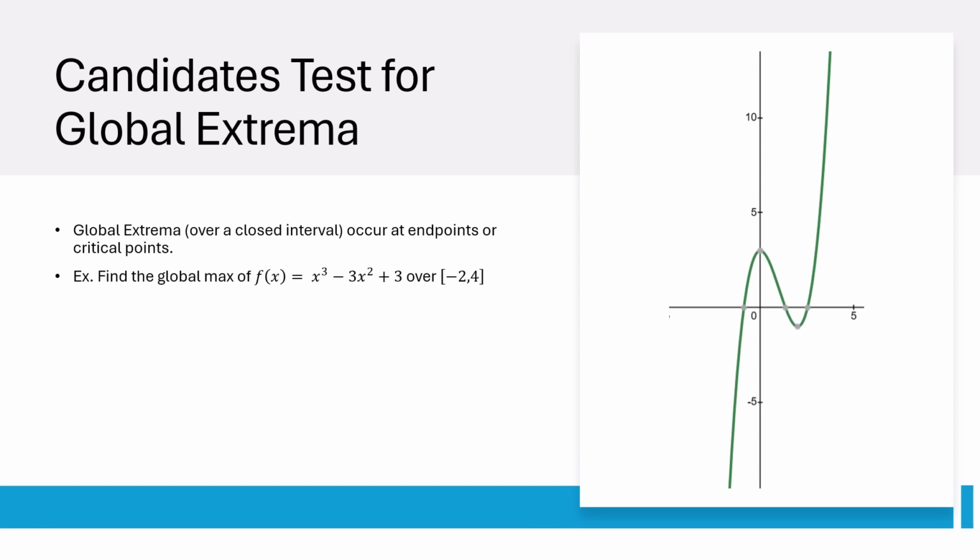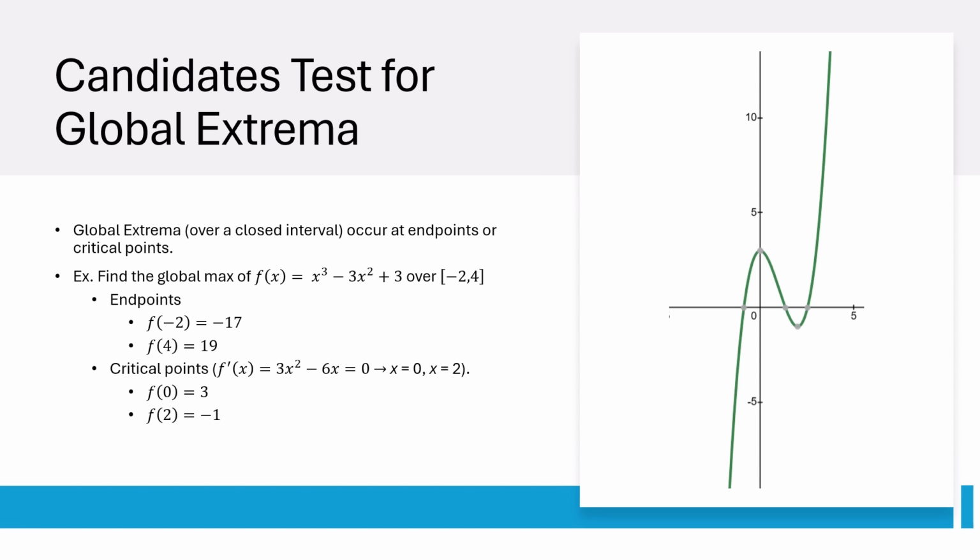For example, say we want to find the global max of f of x equals x cubed minus 3x squared plus 3 over this interval from negative 2 to 4. First, we check the endpoints and find that f of negative 2 is negative 17 and f of 4 is 19. And then we check the critical points, which we get by setting the first derivative equal to 0. After we compare all of the endpoints and critical points, we find that the global max is at x equals 4 because f of 4 is 19, which is higher than all of the other endpoints and critical points.